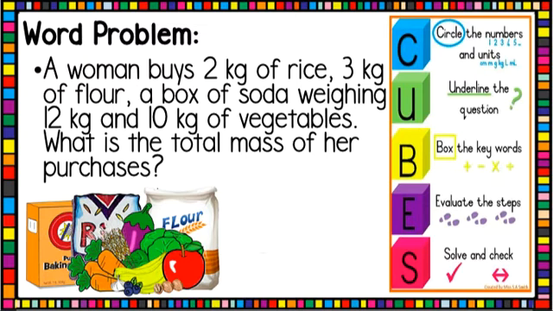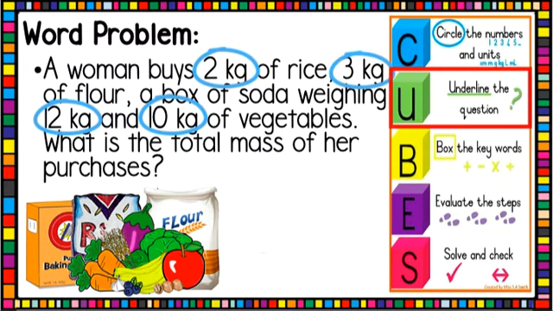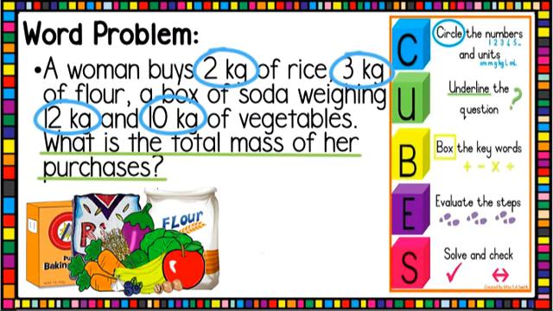The first letter of the word CUBES is C, which stands for circle the numbers and units. So we find all the numbers and the units and we place a circle around them. Once we have done that, the letter U stands for underline the question. So we look at the word problem and find the question. The question is, what is the total mass of her purchases? So we draw a line under that question.